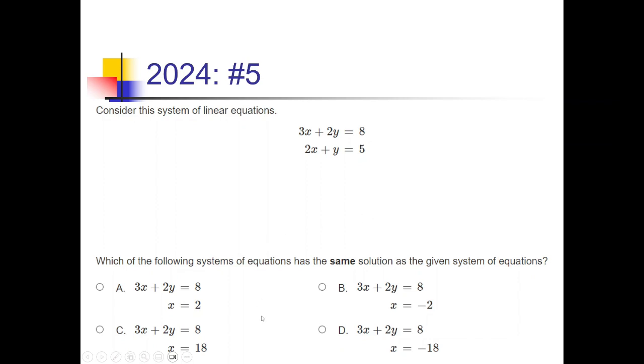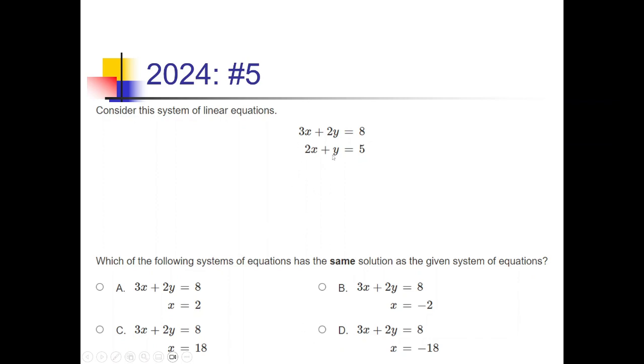If you just take a quick look at these answer choices, you'll notice that in each of them, we have one of the equations as x equals a number. And more than that, if you take a closer look, we see that x equals a different number in each of these different options. So if we could figure out what x equals from this system up here, we could very quickly match that up with one of these systems down here. So that's going to be my strategy.